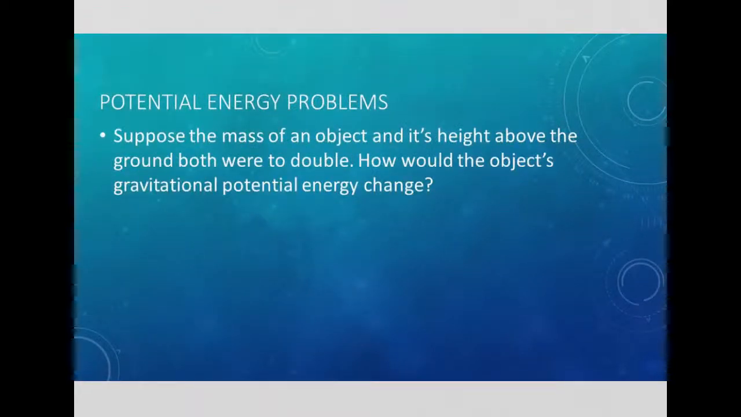Suppose the mass of an object and its height above the ground were both to double. How would the object's gravitational potential energy change? So there are two ways to do these problems. The first way, and again, let's just restate our equation, PE grav is equal to mass times gravity times height.